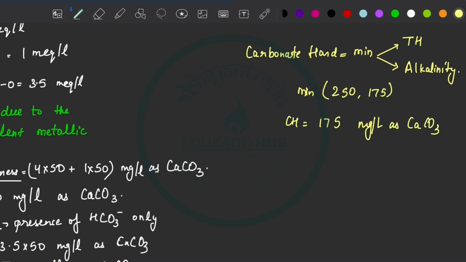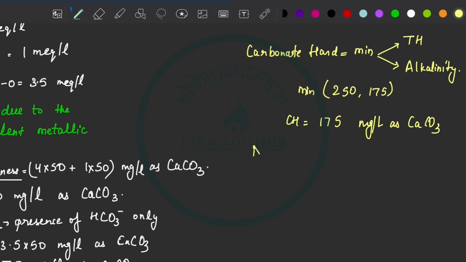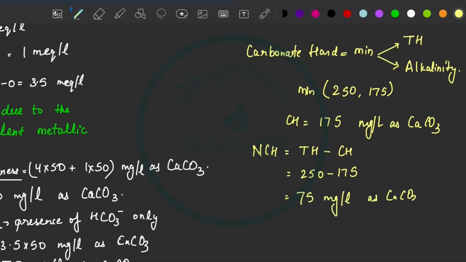This is carbonate hardness, and non-carbonate hardness, NCH, is total hardness minus carbonate hardness. Total hardness consists of two types of hardnesses, which is carbonate hardness and non-carbonate hardness. We know total hardness now, we know carbonate hardness now. Now I can calculate the non-carbonate hardness. So that is total hardness, that means 250 minus 175. It comes as 75 milligram per liter as CaCO3.